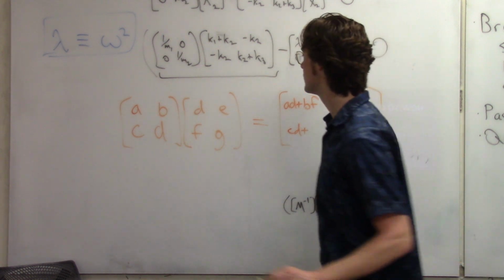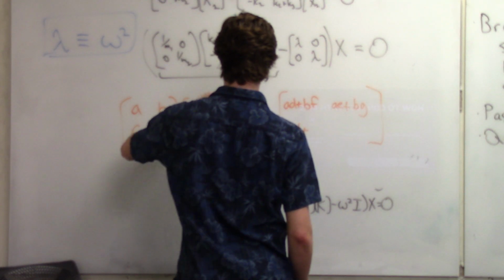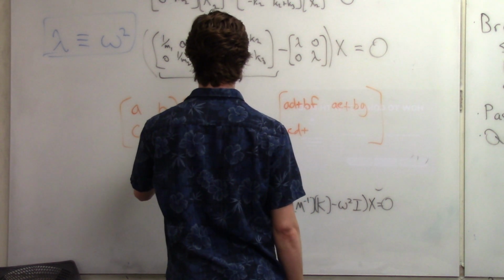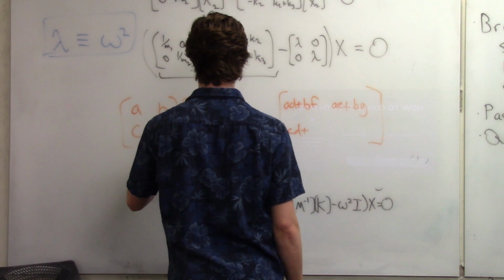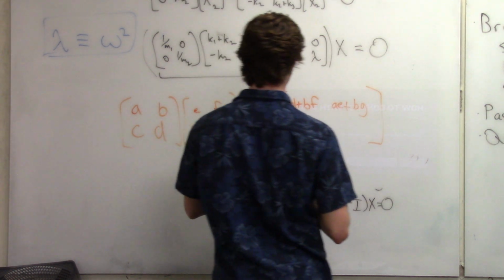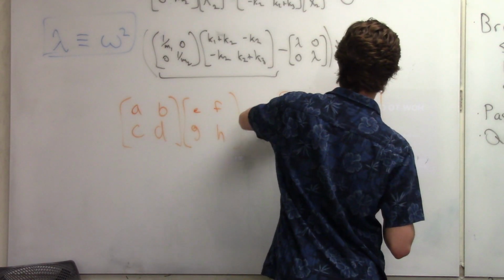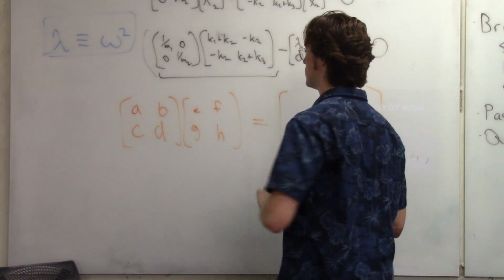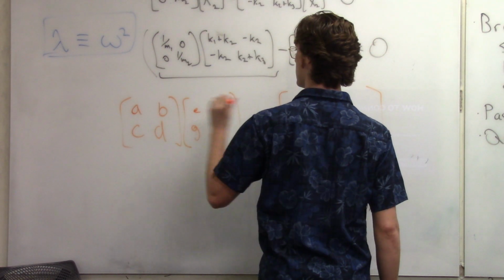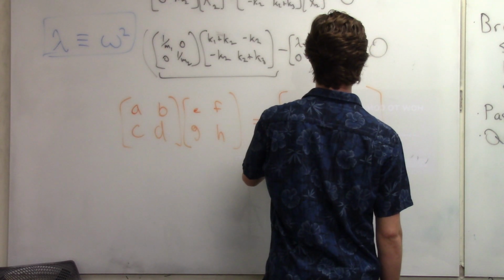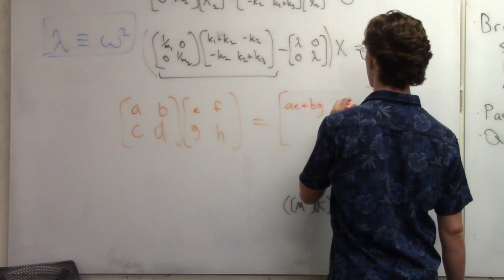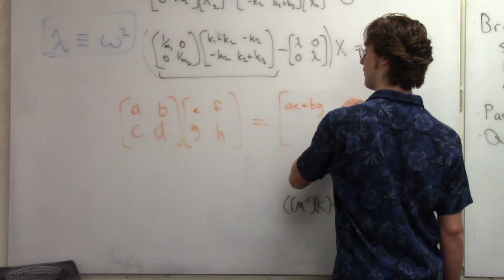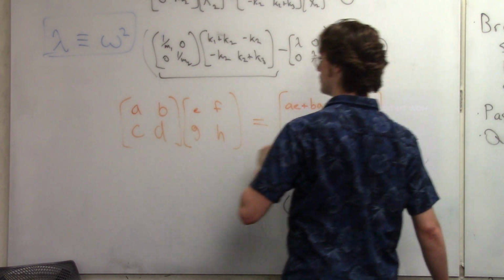Guess I should probably rewrite these, shouldn't I? So it's more clear. So A, B, C, D, E, F, G, H. I know my alphabet, I swear. So we're gonna have AE plus BG. Then we're gonna have AF plus BH. Apologies for that.